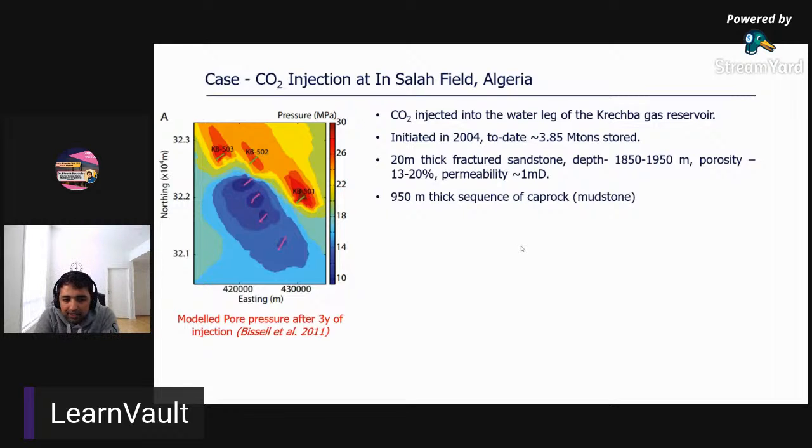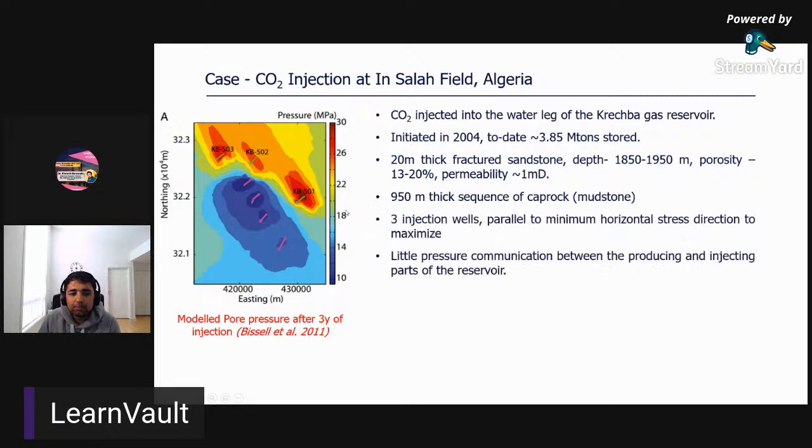So there was already a producing gas reservoir, as you can see here in this curve, this blue part, where the pink lines are the producing wells. But below the producing zone, there was an aquifer, so they decided that they could inject the CO2 into the aquifer. This decision was made because they also found that there was no real communication between the producing zone and the injection zone. So if there is no real communication, then it shouldn't affect the production wells. So they planned 3 wells, KB 503, 502, and 501.